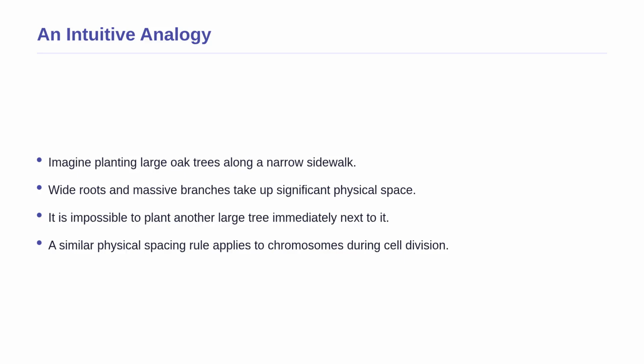To understand our topic, let us start with a simple analogy. Imagine you are planting trees along a narrow sidewalk. If you plant a massive oak tree, its wide roots and thick branches take up a lot of physical space. It becomes absolutely impossible to plant another large tree right next to it. You are forced to move a certain distance down the sidewalk before you can safely plant the next one. In genetics, a very similar physical spacing rule applies to our chromosomes during cell division. The physical presence of one event blocks another from happening too close by.